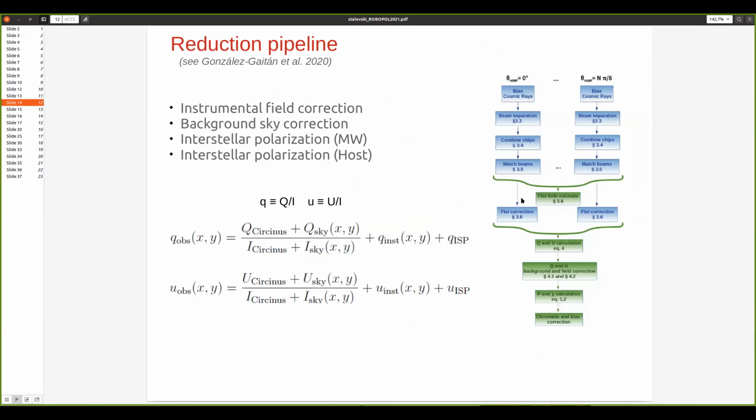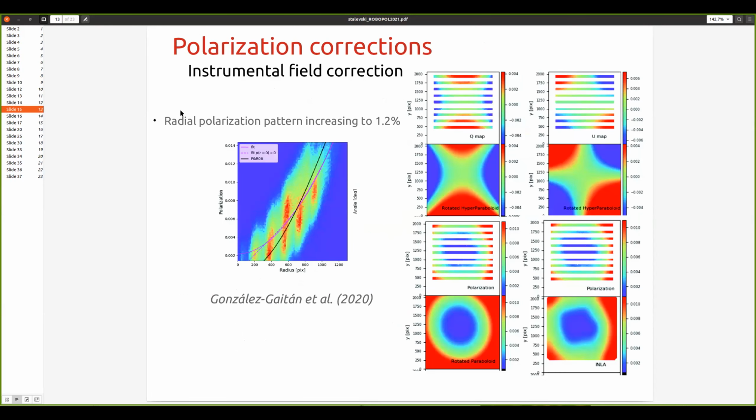This is the schematic of the reduction pipeline, the work done by Santiago Gonzalez. You can look it up in this paper. Apart from the usual stuff, I would highlight here that a lot of care was taken to account for the background sky and the instrumental field and interstellar polarization, and just flashing here the highlights.